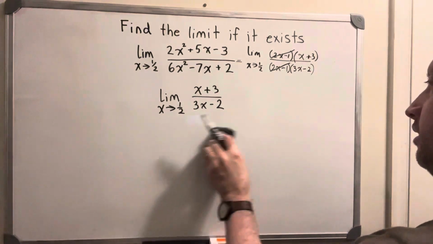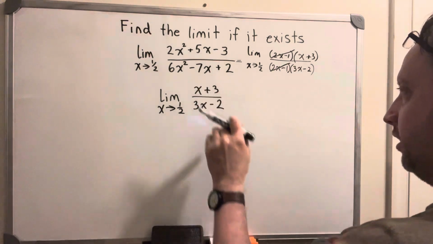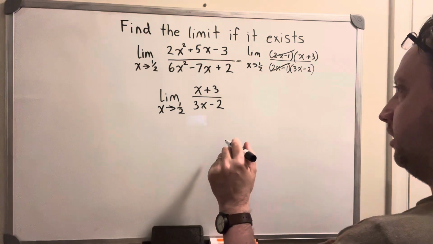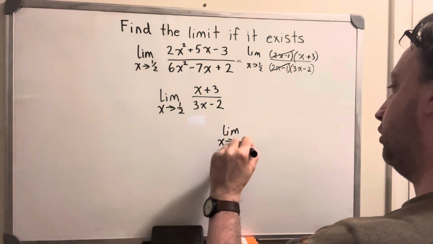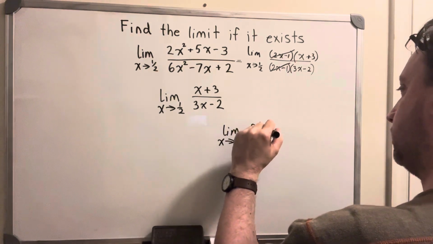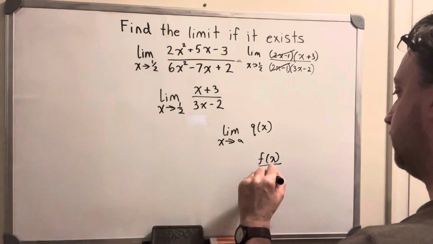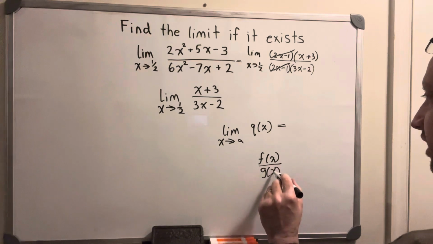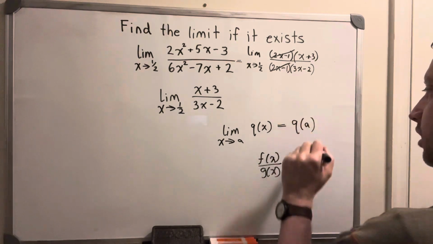And now that we have a situation where the denominator does not become 0, so it doesn't become undefined, we can use the rational equation theorem of limits, which says that the limit as x approaches a of some rational function q of x, where q of x is a quotient of polynomials like f of x over g of x, as long as g of x is not equal to 0 at x equals a, we can say that this is equal to q of a.